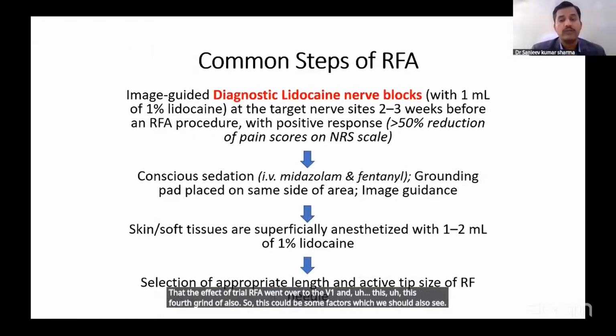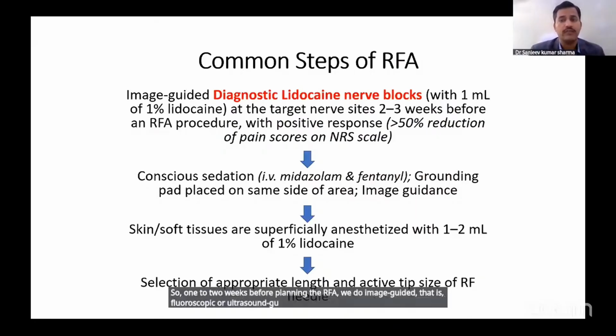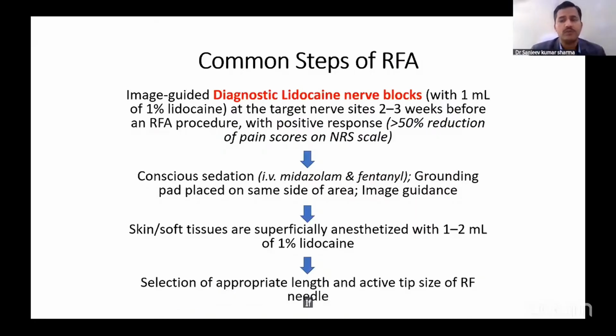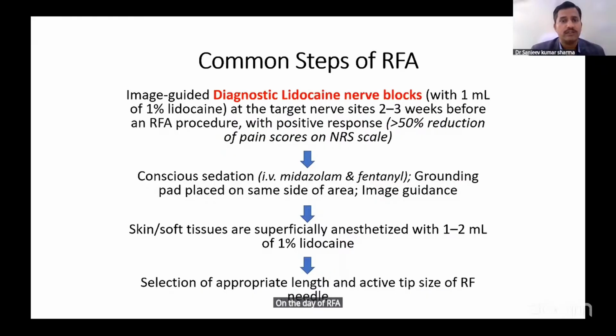Now coming to the common steps of RFA. In all types of RFA procedure, we follow these common steps. One to 2 weeks before planning the RFA, we do an image-guided, that is fluoroscopy-guided or ultrasound-guided, diagnostic lidocaine nerve block. If the patient has more than 50% reduction of pain score, then we can go for RFA. On the day of RFA, we put the patient on conscious sedation, that is IV midazolam and fentanyl.